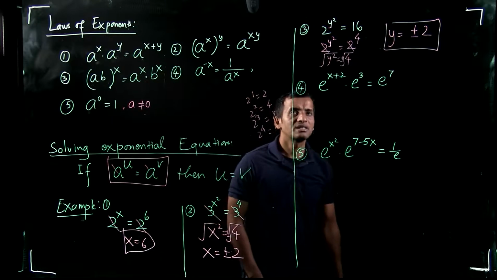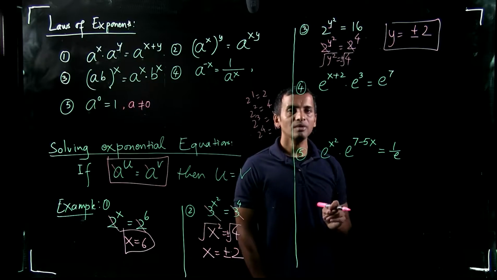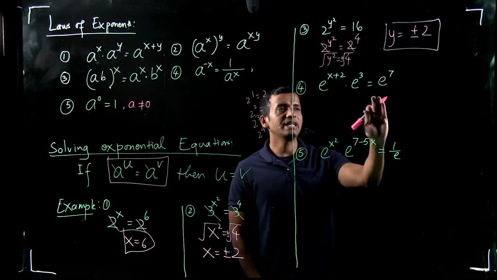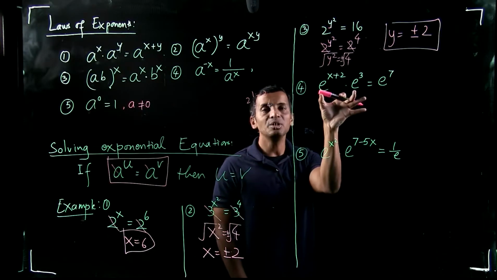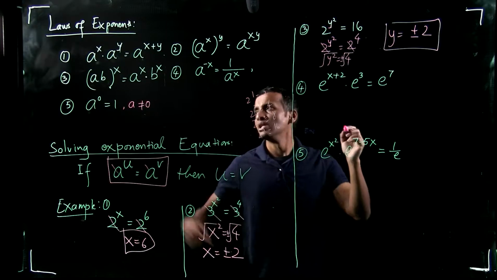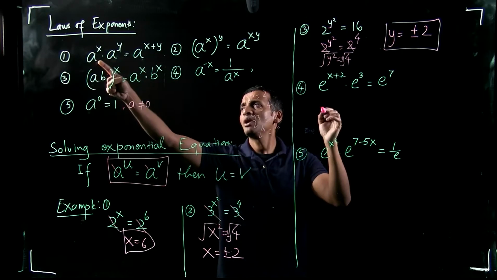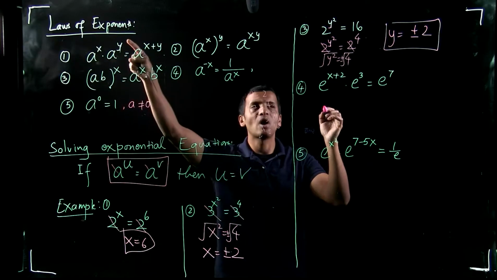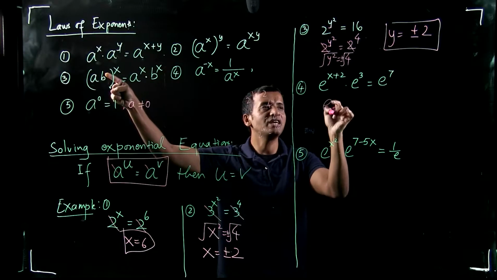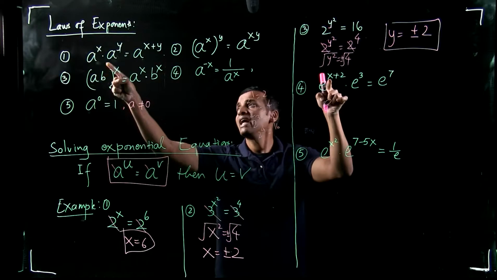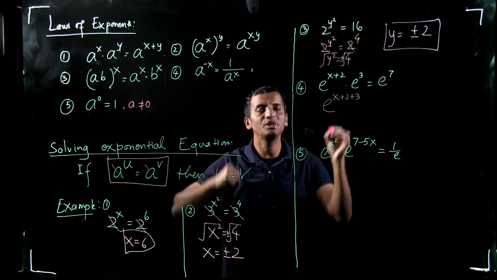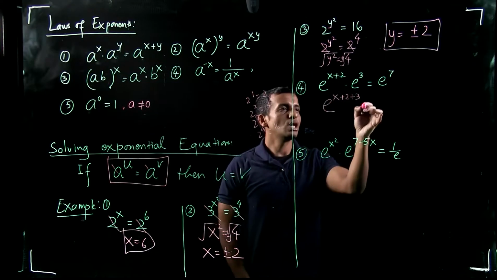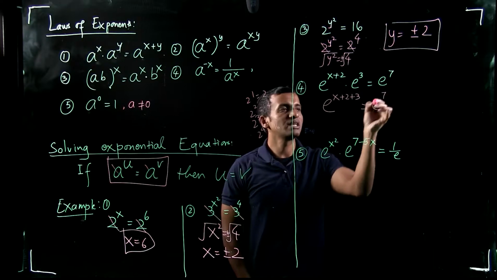Make sense? Next is this one. So the base on the left is e, the base on the right is e, but there are two bases on the left, e to the x plus 2 and e to the 3. So you want to combine them into a single one. Let's use the first rule. See, if you have a to the x times a to the y, you can write a single a here, and you can write a single e and then add those exponents. You can write x plus 2 plus 3. That's what you can do. On the right side you have e to the 7.